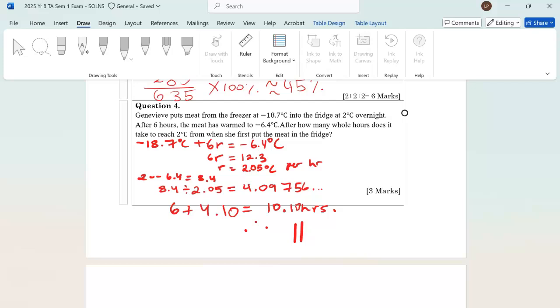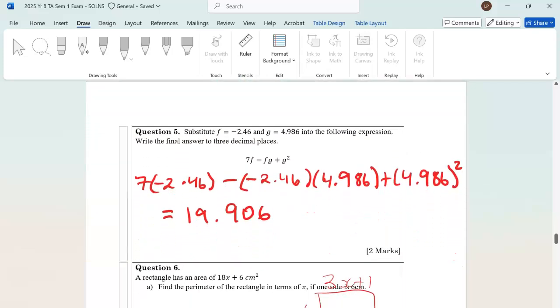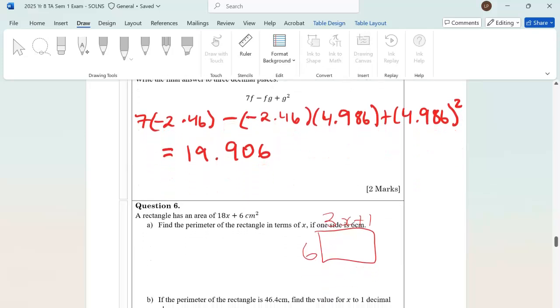It went by about 2 and a bit per hour, so it would take approximately 10 hours. I would have accepted 10 or 11, that's fine. This one, you just substitute them. Again, the pen doesn't want to work for me. Substitute them, and this is your answer.